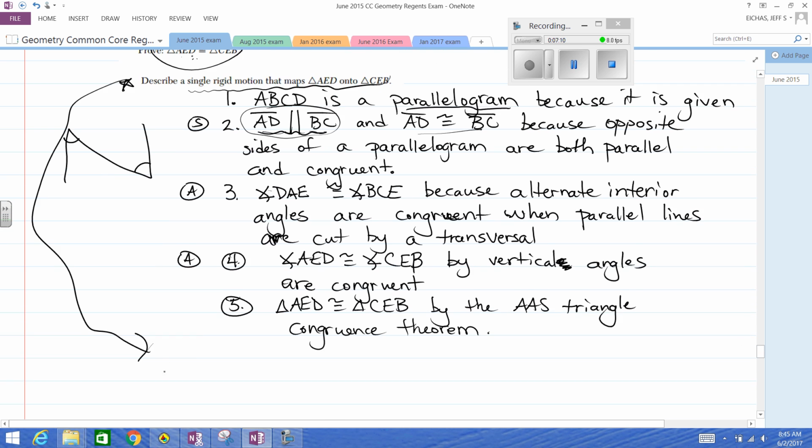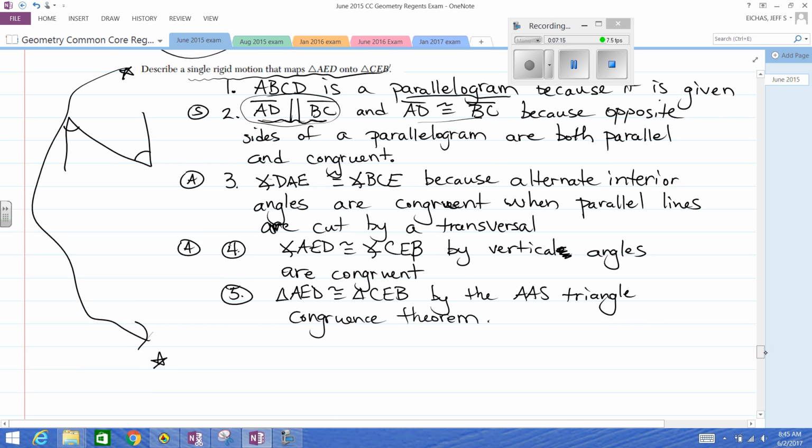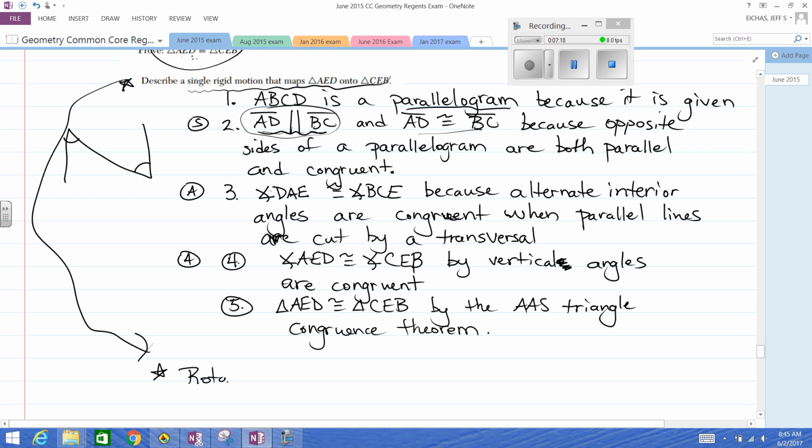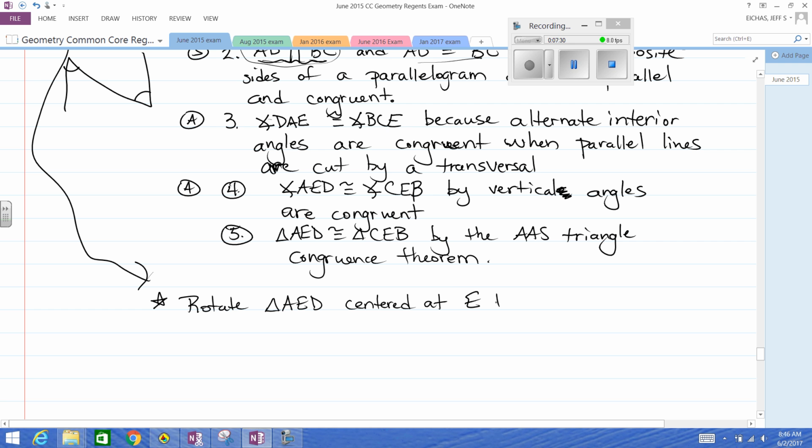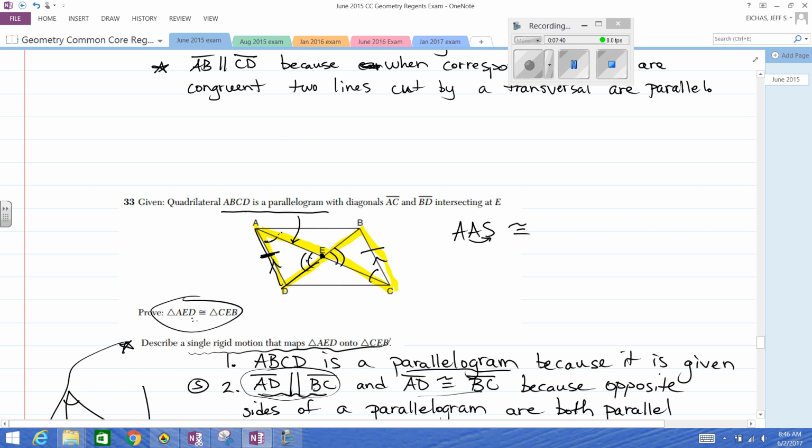Let's go with triangle, got to get the right order. Okay, we're going to rotate triangle AED centered at, what's that middle point, E, by an angle of 180 degrees. Now we know for sure it's 180 because B, E, and D are collinear. So you're going to have to move 180 degrees to do that.